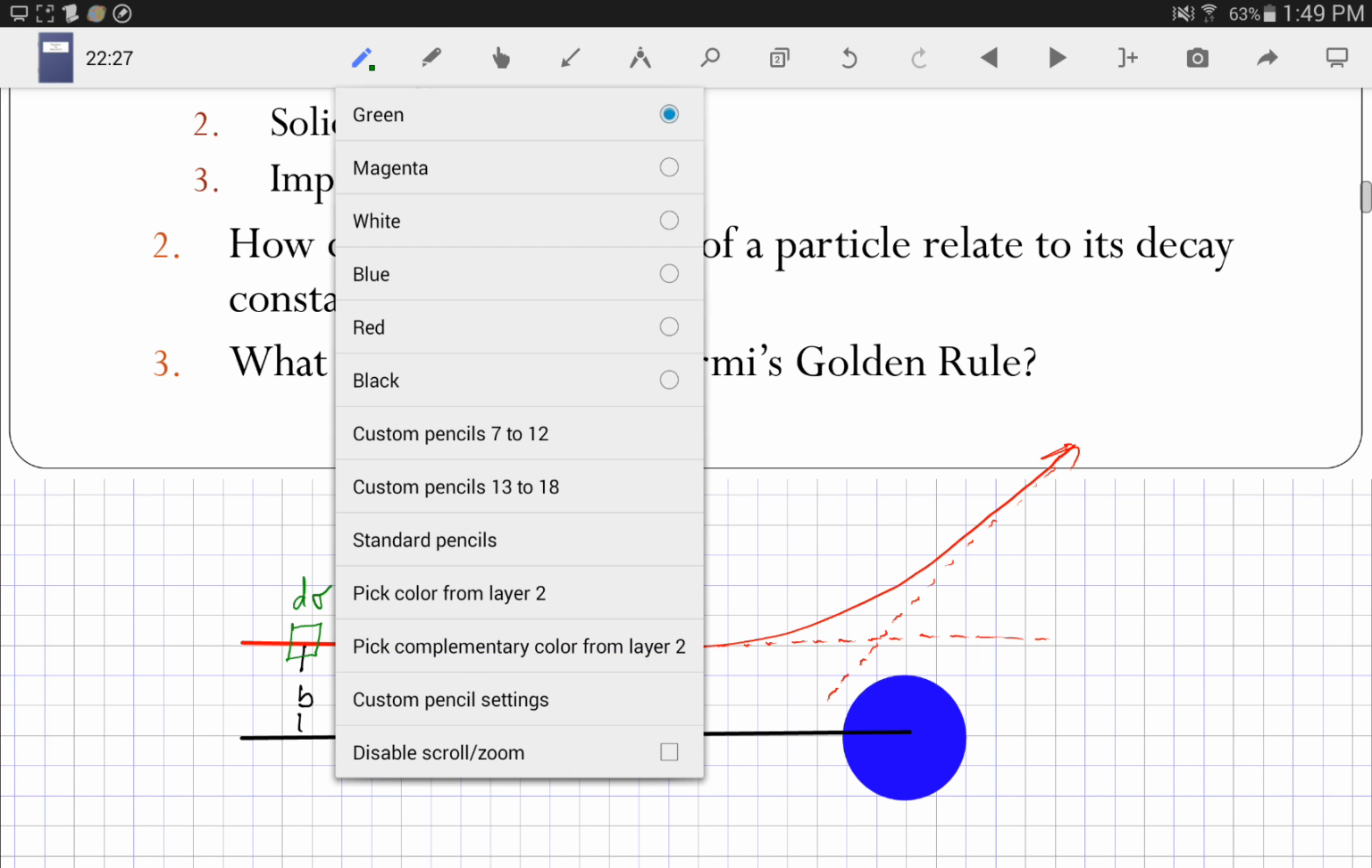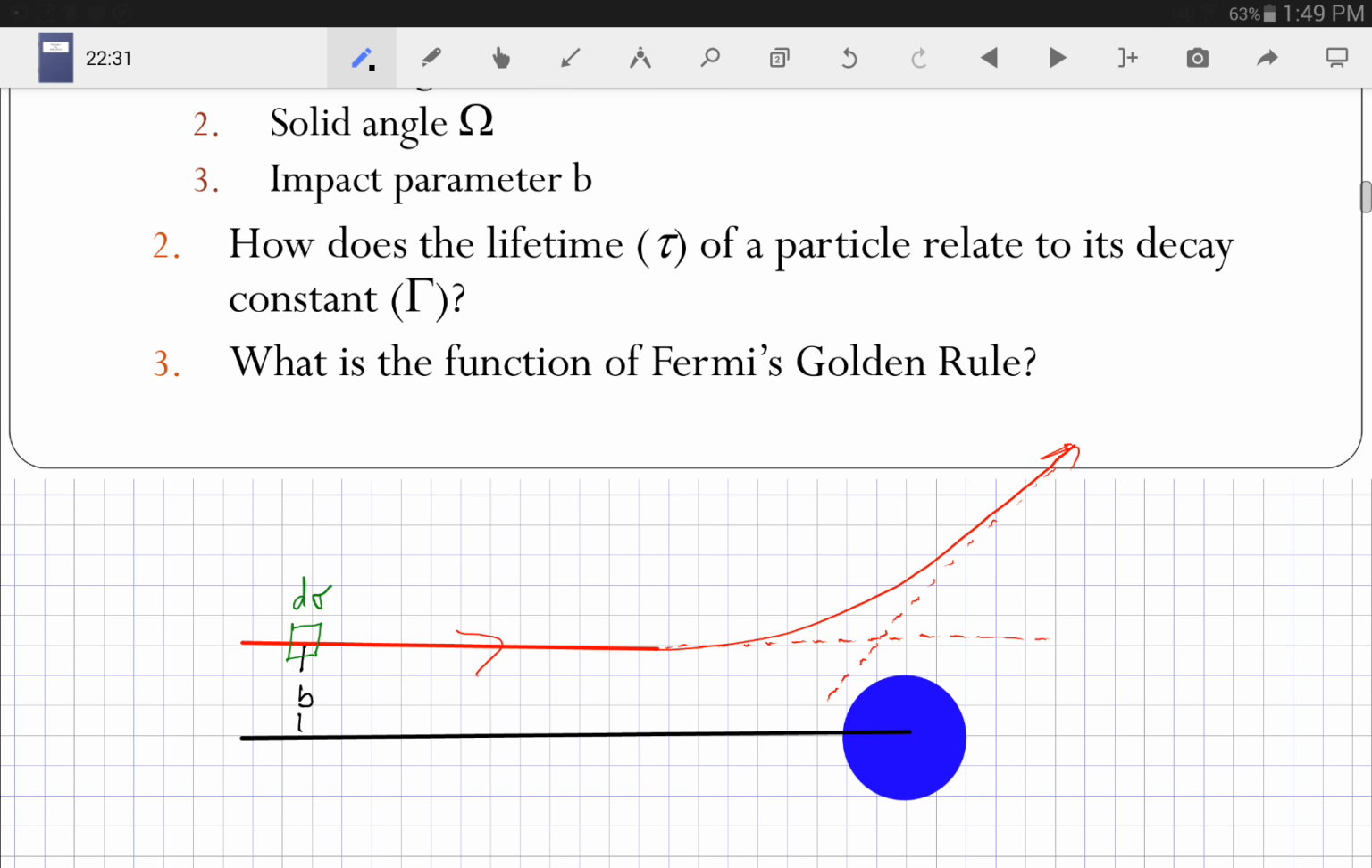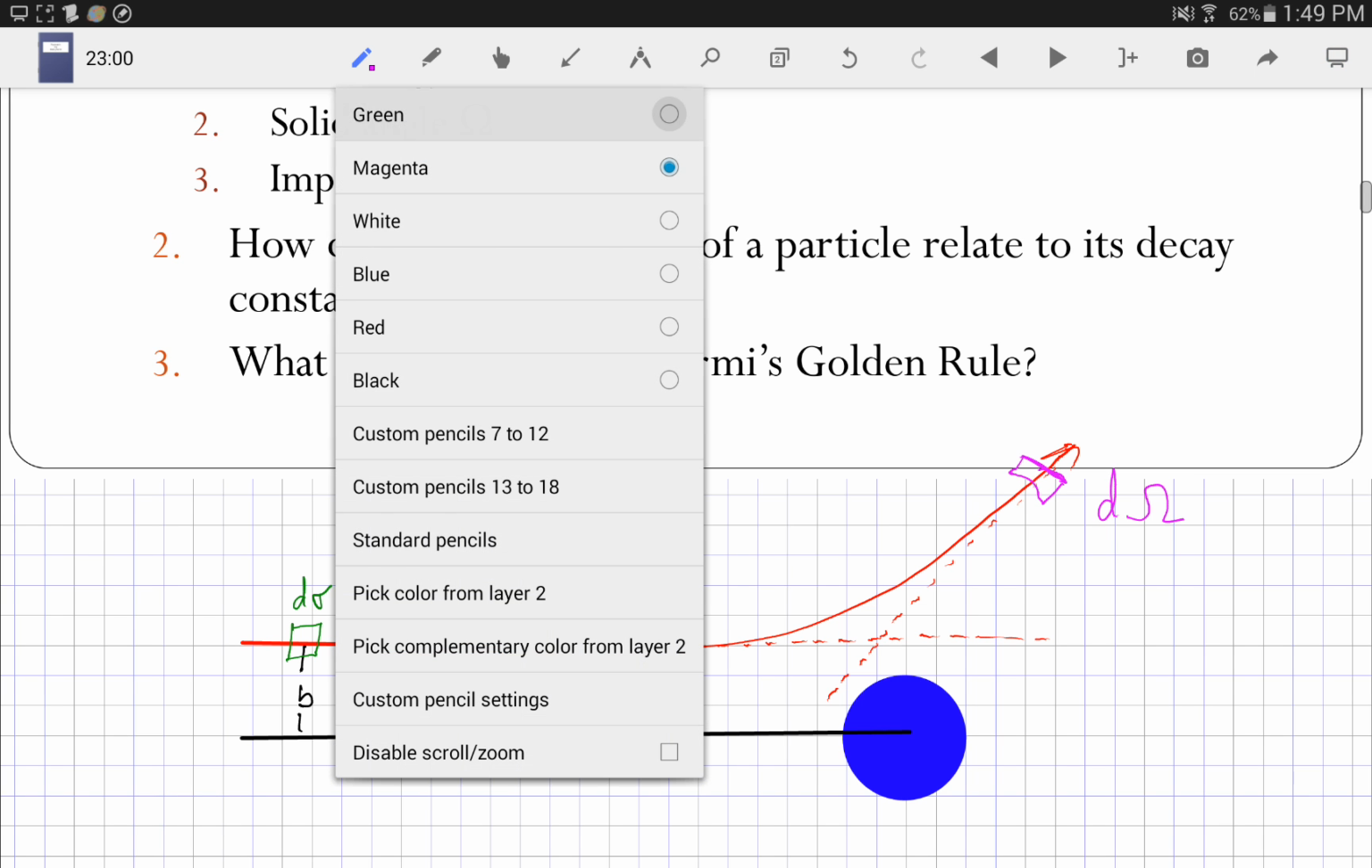And finally, D omega. That's the wrong color. Magenta it is. Now I did the D's instead of sigma and omega, but they relate to the same thing, so it gets us there. So here's my picture showing them. The cross section is, nice choice of colors. Go back to the same one.